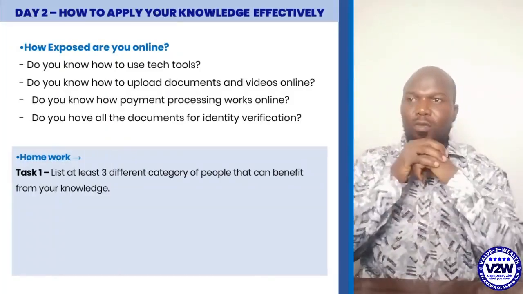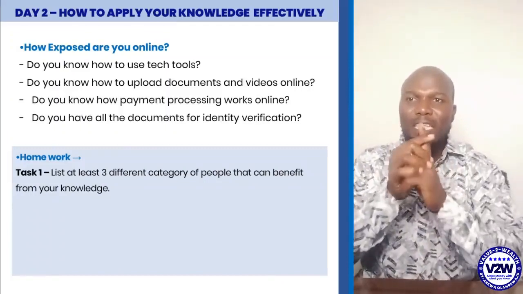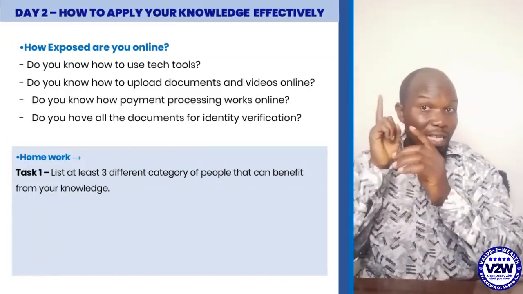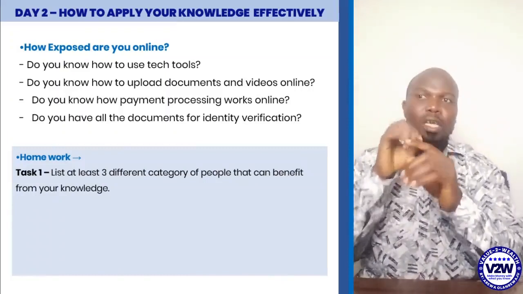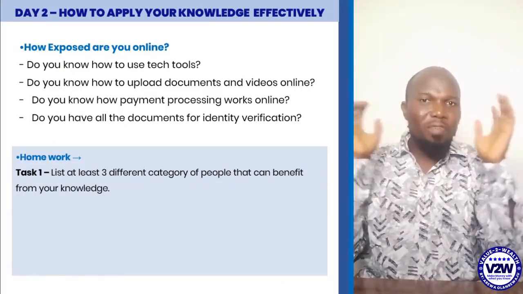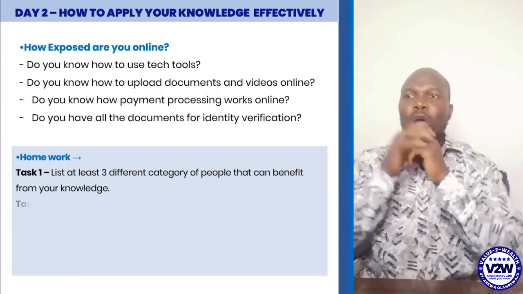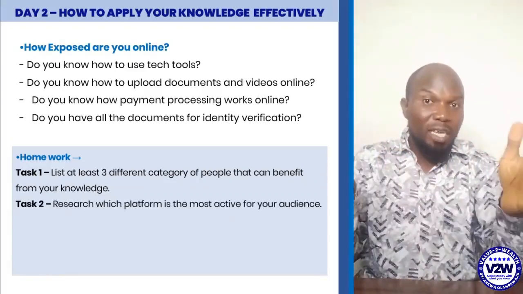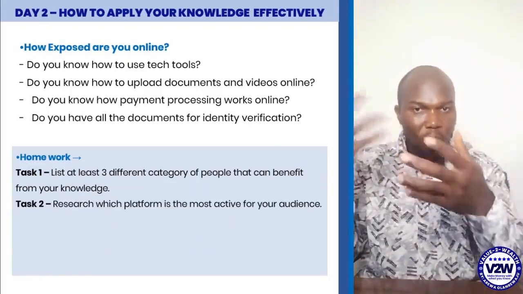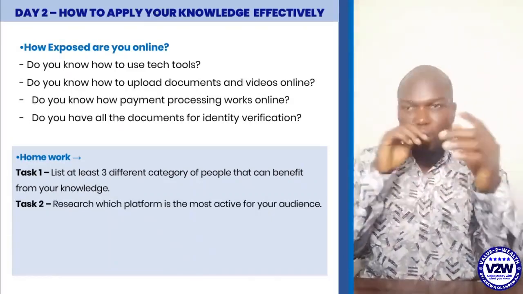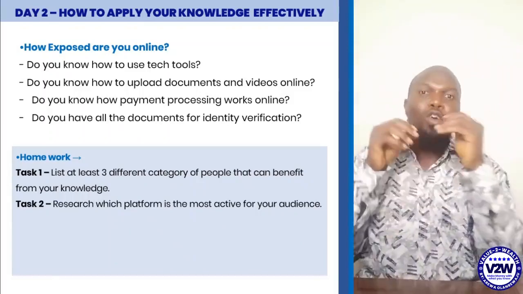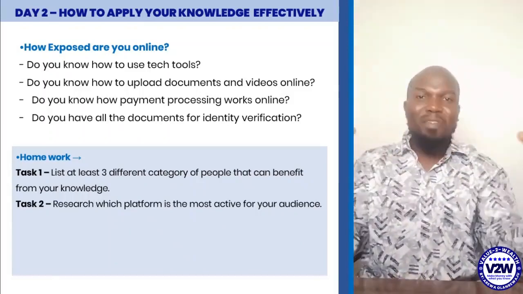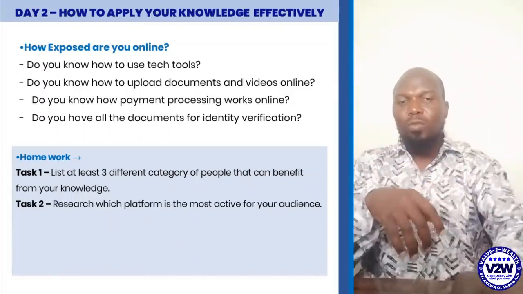Task number 1. List at least 3 different categories of people that can benefit from your knowledge. The first thing I said, who is your target audience? So list 3 people that will benefit from your knowledge. Number 2, research which platform is the most active platform for your audience. I have done some examples before, so you have to be able to identify which platform is the most effective platform that you can use to share whatever value or message you want to share.